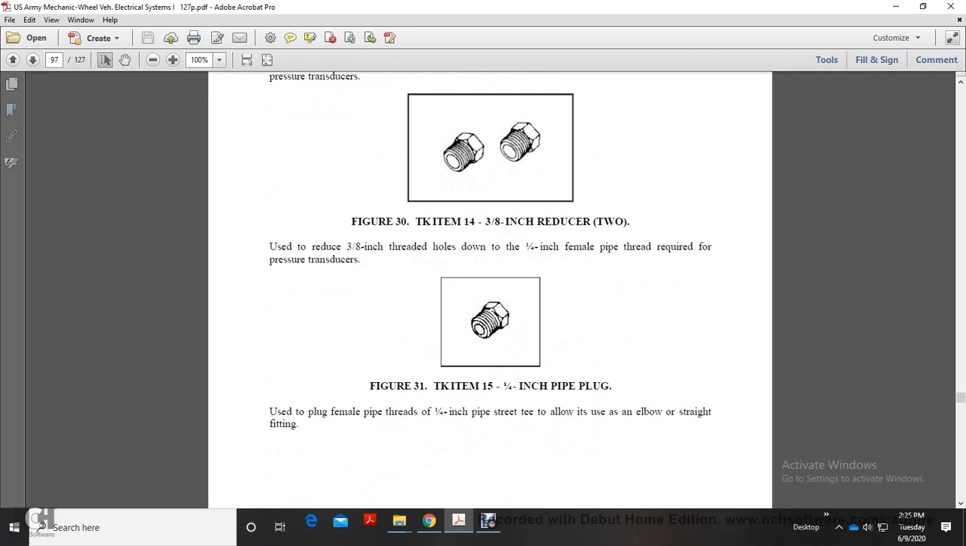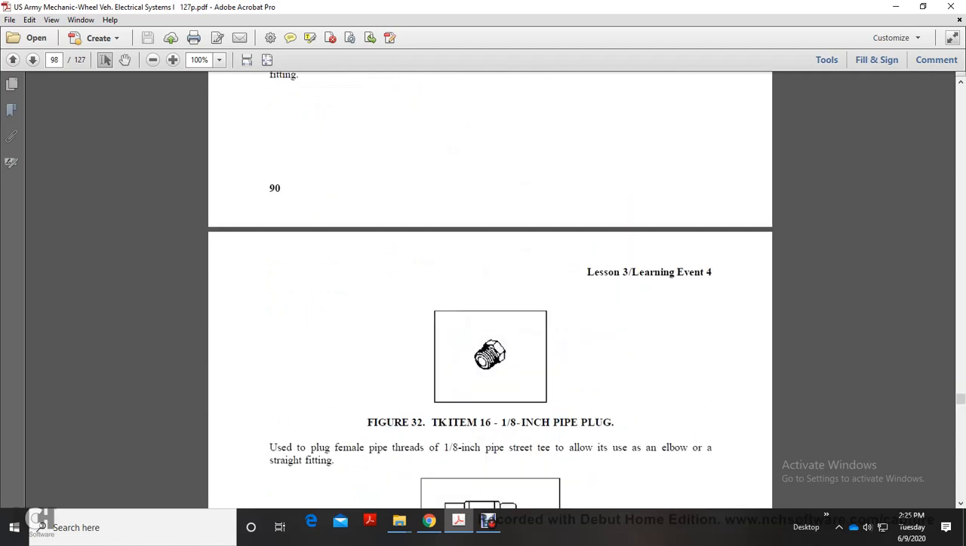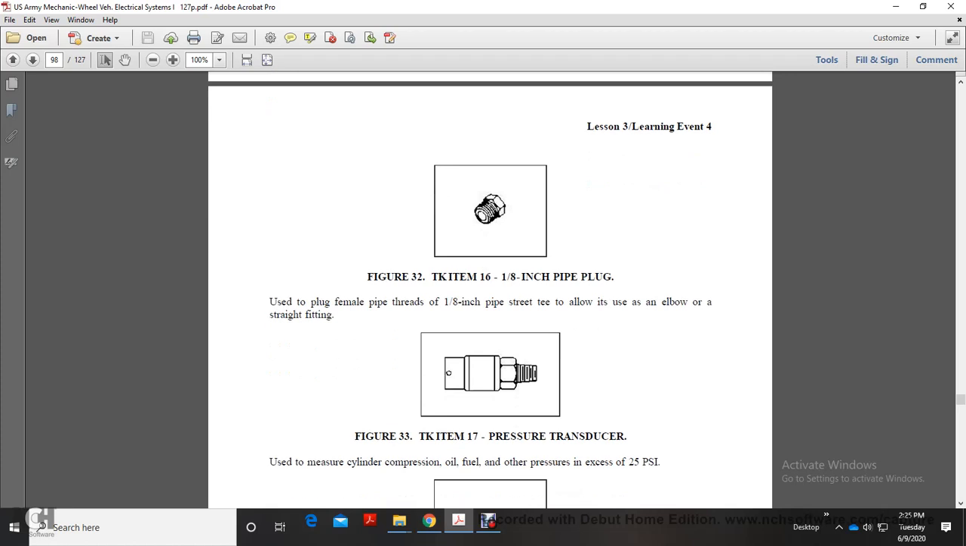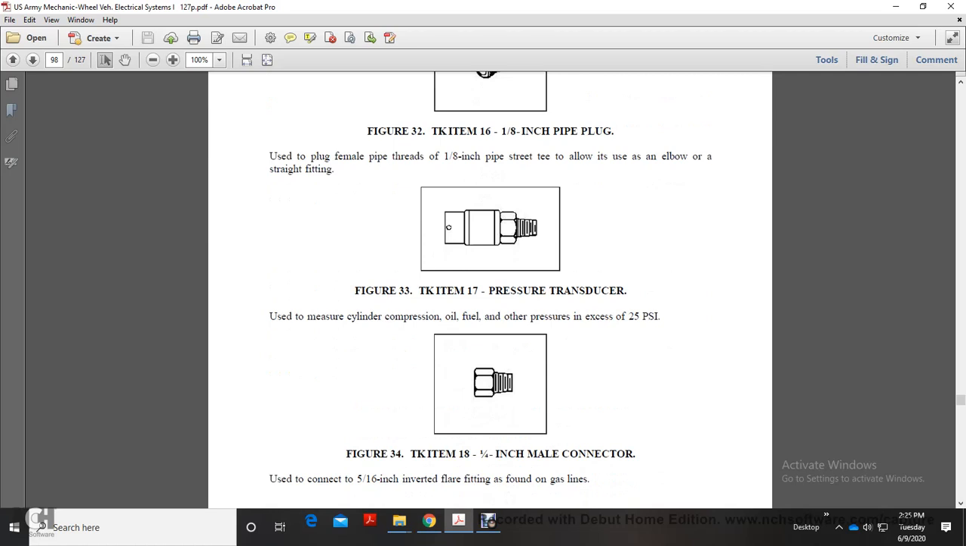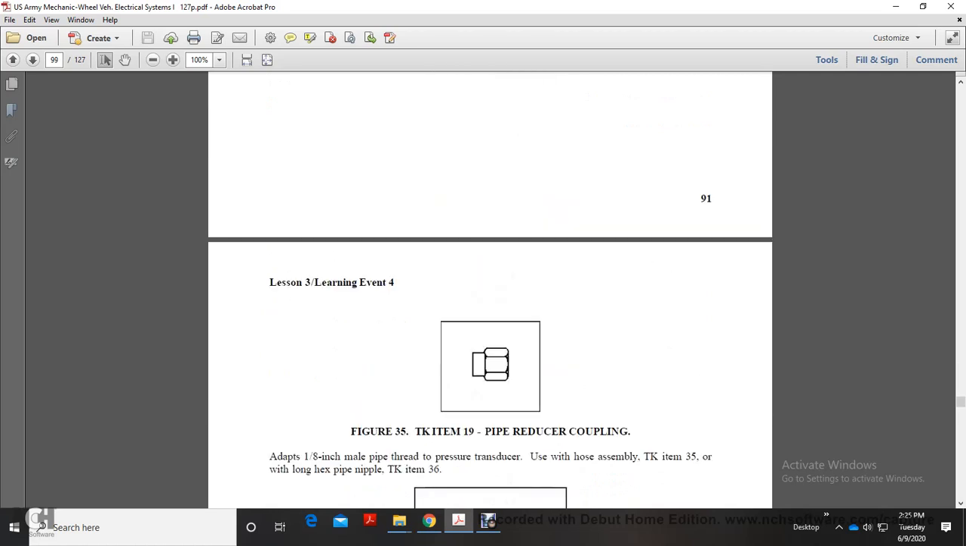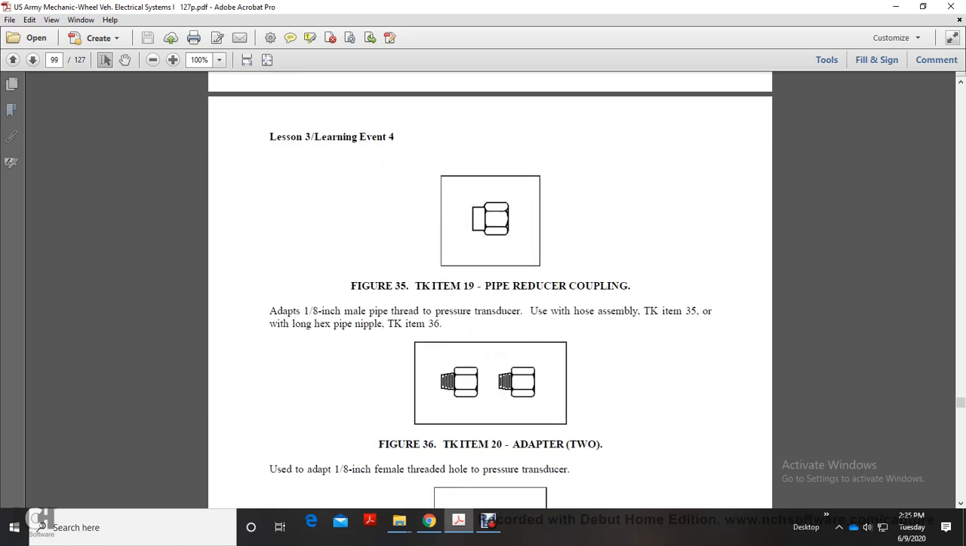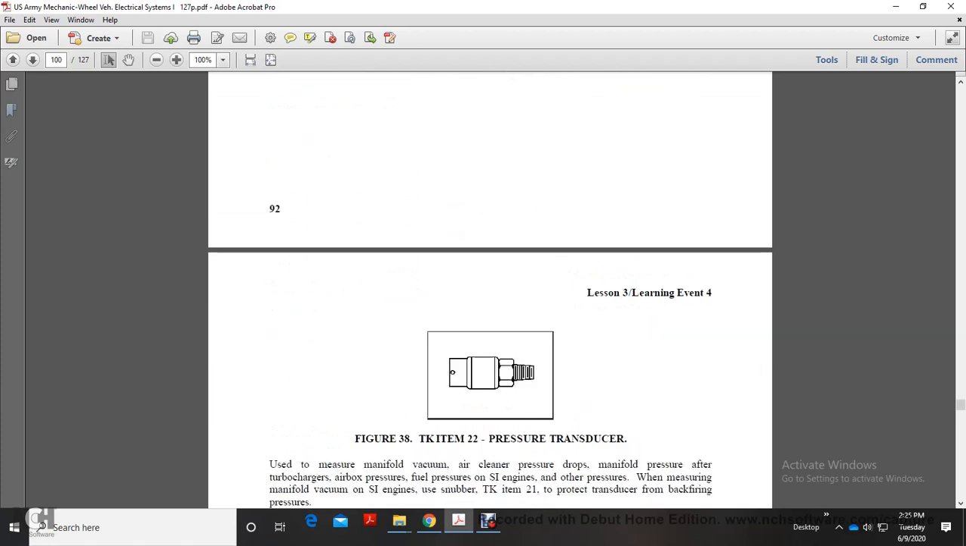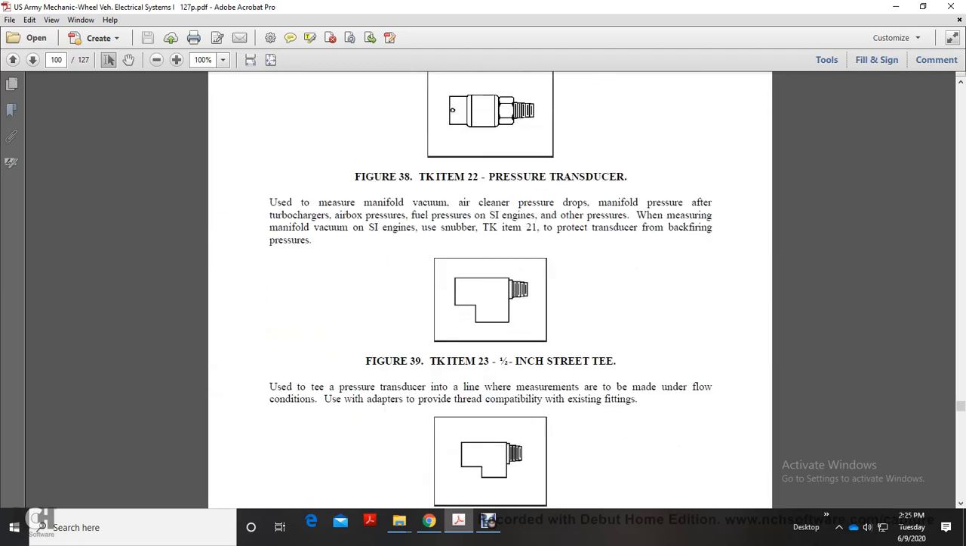Figure 31, transducer kit item 15, 1/4 inch pipe plug. Transducer kit item 16, 1/8 of an inch pipe plug. Transducer kit item 17, pressure transducer. Item 18, 1/4 inch male connector. Transducer kit item 19, pipe reduction coupler. Transducer kit item 20, adapter. Transducer kit item 21, snubber. Transducer kit item 22, pressure reducer transducer.